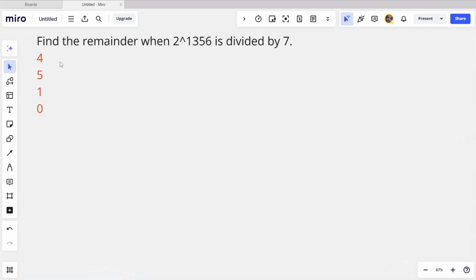So as you can see, this is our question. Find the remainder when 2 raised to the power 1356 is divided by 7. Let me clarify: if you don't know the concept of remainder cycle, you will not be able to solve this question. So it is recommended that you learn the concept first, then try to solve this question. Let's come to the question. Find the remainder when 2 raised to the power 1356.